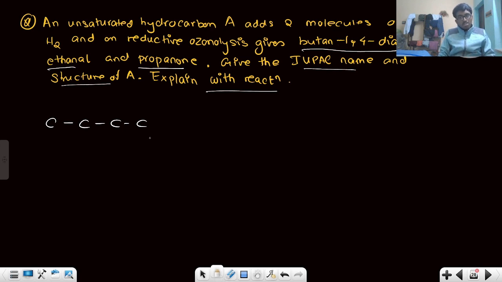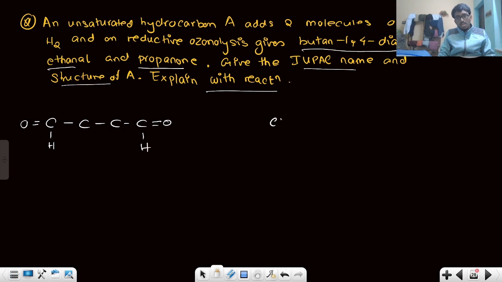So this is butane. Now what is asked? 1,4 dial. Al is aldehyde. So first position al means C double bond O H. Done. And second is fourth. So 1, 2, 3, 4. This side also it is there. Done. This is the first case I have got.